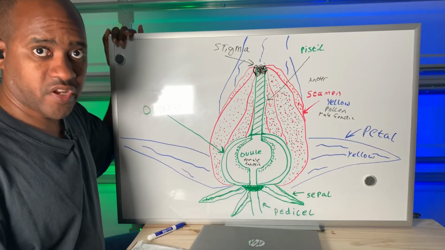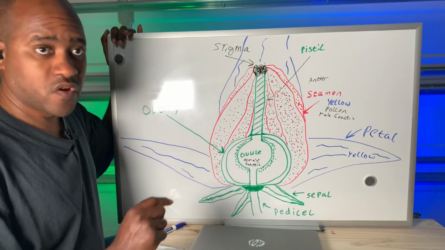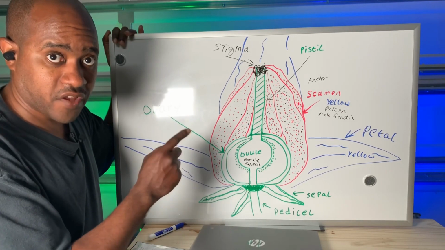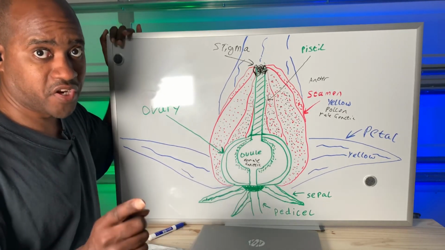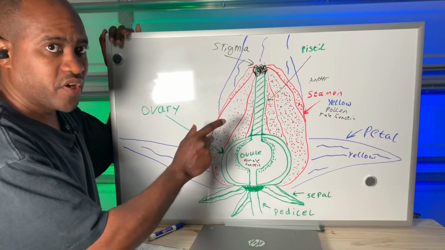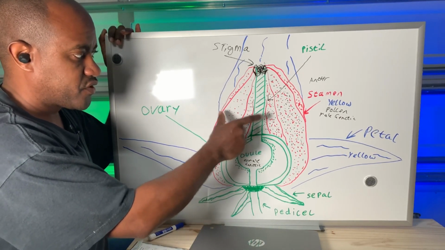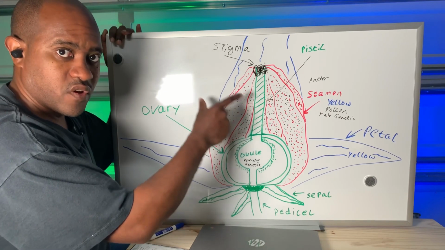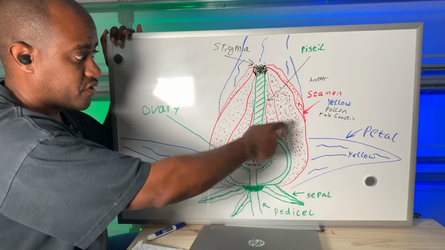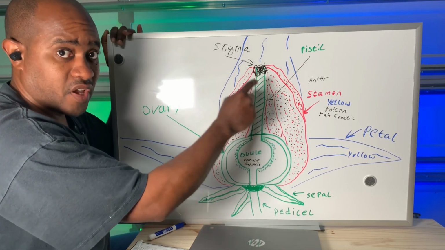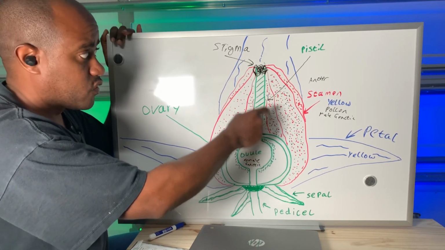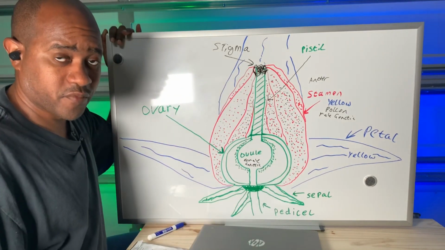So temperature actually has an effect on when they set fruit and how they set fruit. Humidity. Too much humidity and the pollen inside of the stamen here will not let go. It will basically stay attached to the stamen or the anthers, and it will not let go and pollinate the stigma to be able to form the fruit.